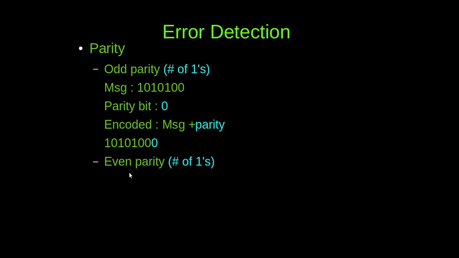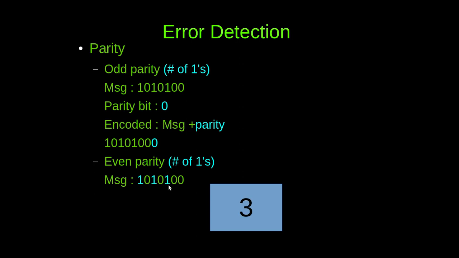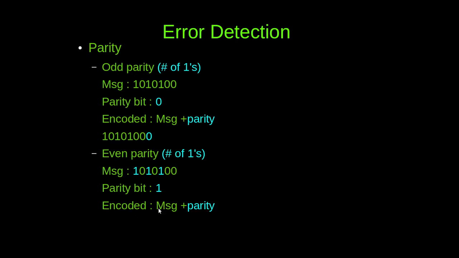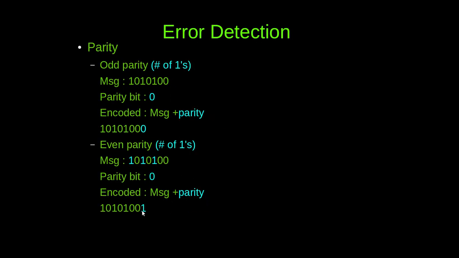That's odd parity. I have the even parity also, also based on the number of ones in a message. This is the same message. How many ones do I have? 1, 2, 3, and I'm using an even parity. To make it even, 3 is not even, 3 is odd, so I'll add a parity bit of 1. So I'll have my encoded word, my newly generated message with a parity bit.